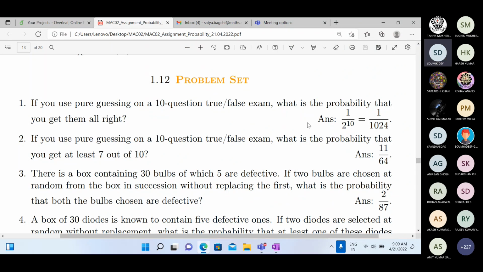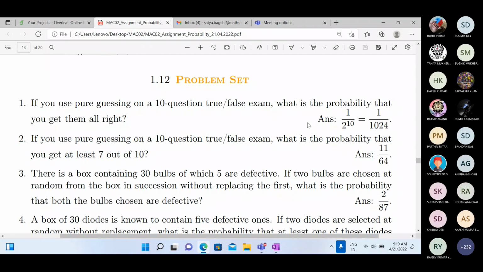So what are the possible cases of answers? There is only one possible case of getting all right. Whatever your event is, it is actually one possibility. But each question has two possibilities. For 10 questions it will be 2 to the power 10, so 1 by 2 to the power 10.